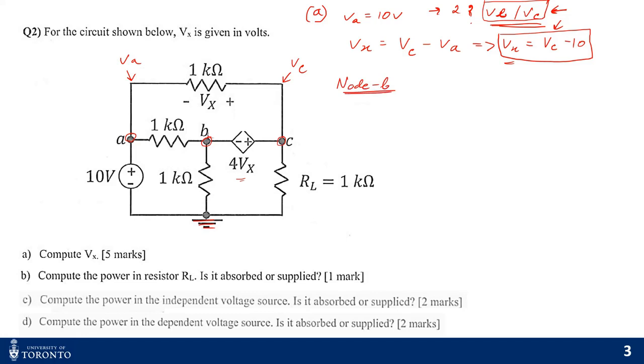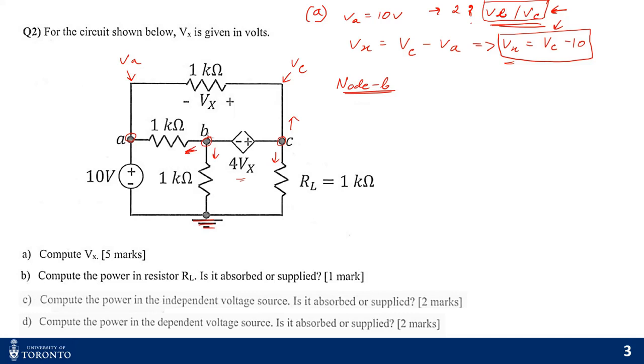For node B, I assume that the current is going out. Between node B and node C, which are your unknown nodes, you have a dependent voltage source. So this forms a super node, and I have to combine these two nodes together. If I want to find the nodal equation at node B, I have to consider a super node. So let me write the first equation with the current going out.